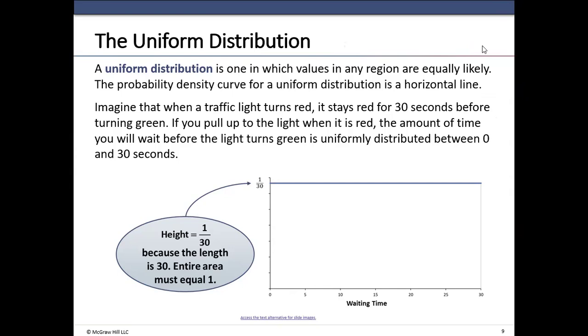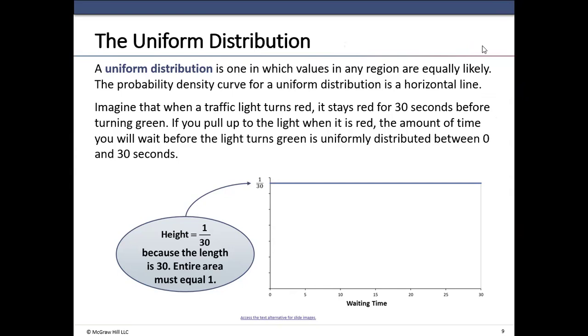What does it mean? Between 0 and 30 seconds, the probability density is constant. It's 1 over 30. The height is 1 over 30. And at 30, what happens? The probability drops because the traffic light becomes green. So no longer is it red.